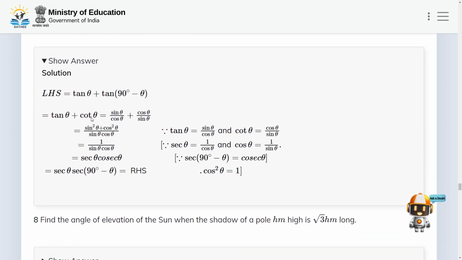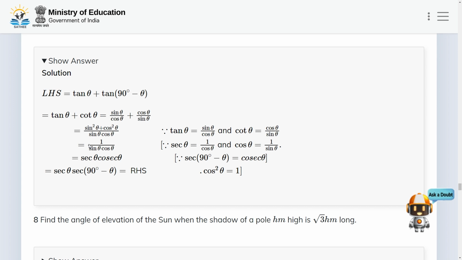So here in the left hand side, we have tan theta plus tan (90 degree minus theta). We know this formula, tan (90 degree minus theta) is equal to cot theta. So this is equal to tan theta plus cot theta, that is equal to sin theta by cos theta plus cos theta by sin theta, since tan theta is equal to sin theta by cos theta and cot theta is equal to cos theta by sin theta. And this is equal to (sin square theta plus cos square theta) divided by sin theta into cos theta, and we know this identity, sin square theta plus cos square theta is equal to 1.